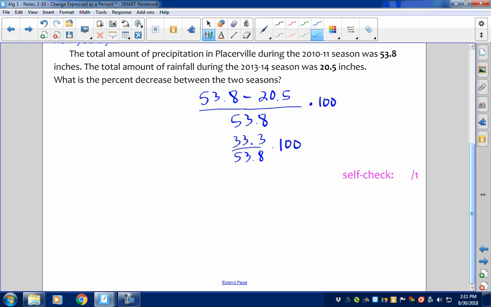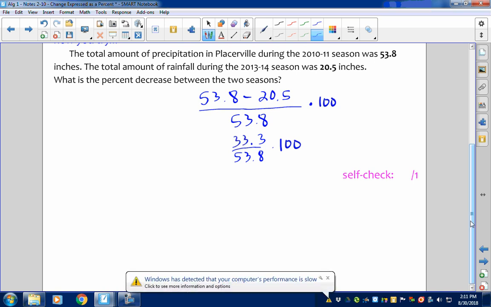What do you get? What is it? 62%. It depends. I didn't give specific instructions for rounding. I was rounding to the nearest tenth. About a 61% decrease.